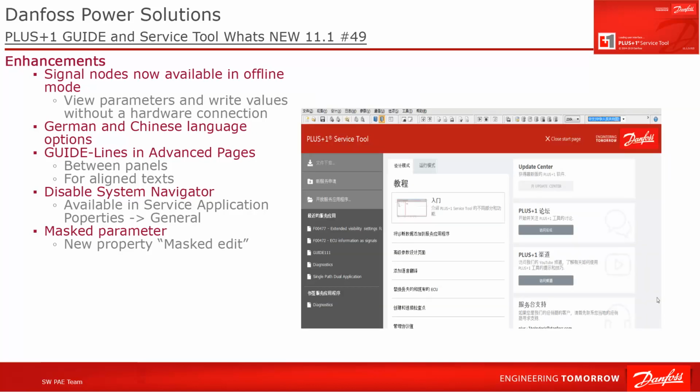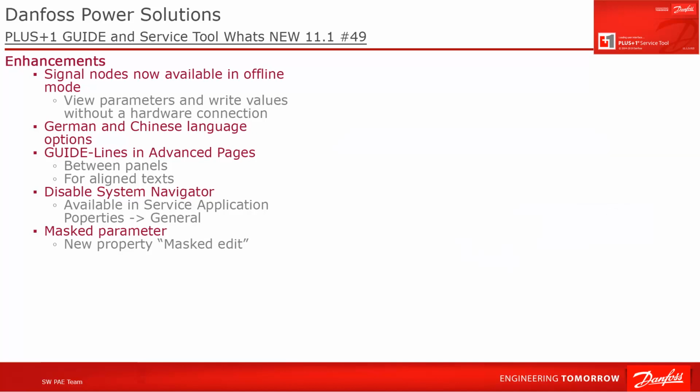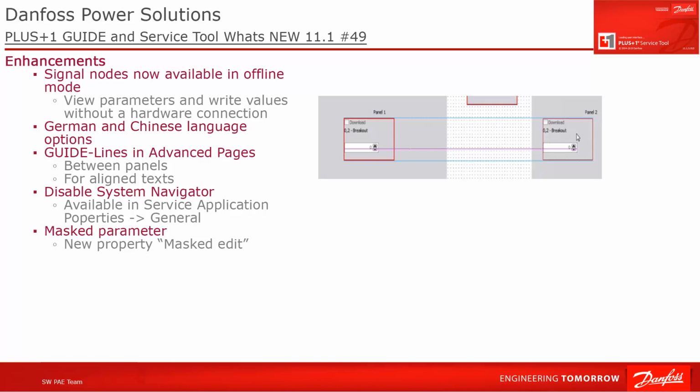In addition to the already available German language package, a Chinese package has been added. So the user manual, design manual, and also the license manager help are available in Chinese when you select the Chinese language package during the installation. This also includes the menu toolbar and links from the service tool, which will show up in Chinese as well. Then we have the enhancement guidelines.